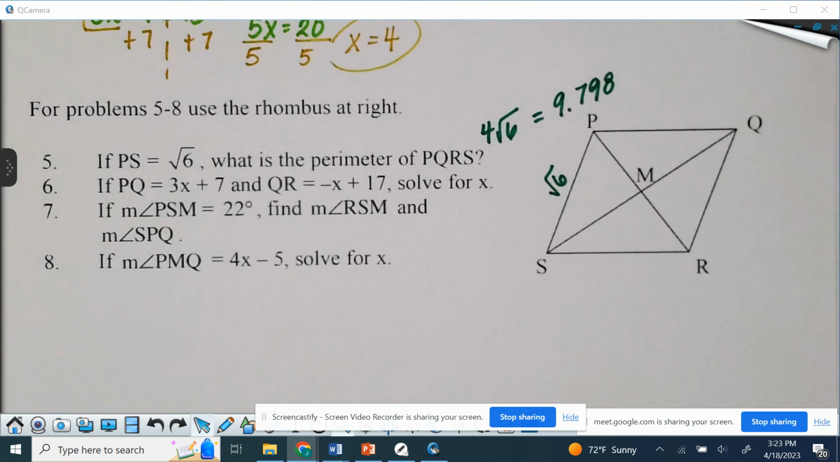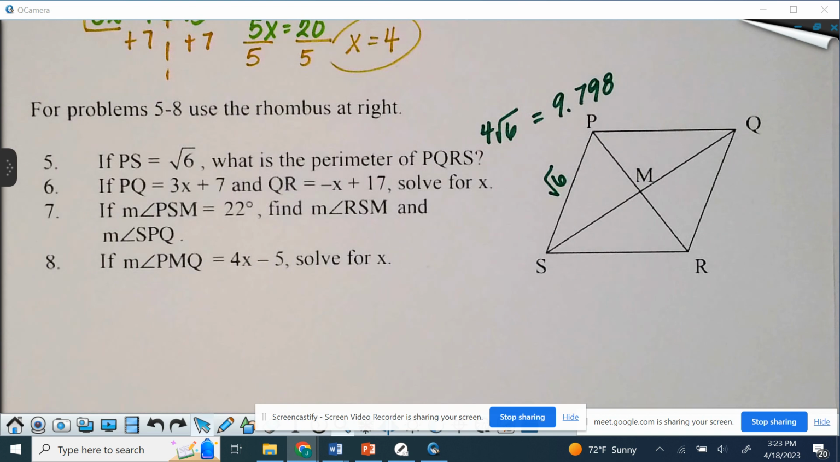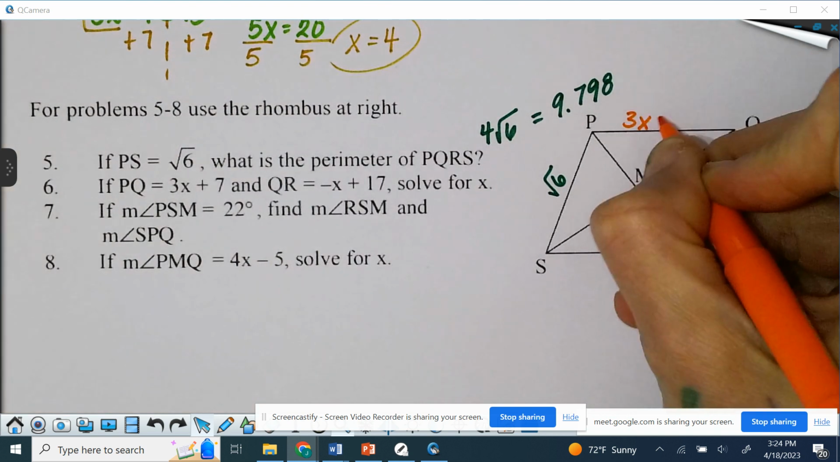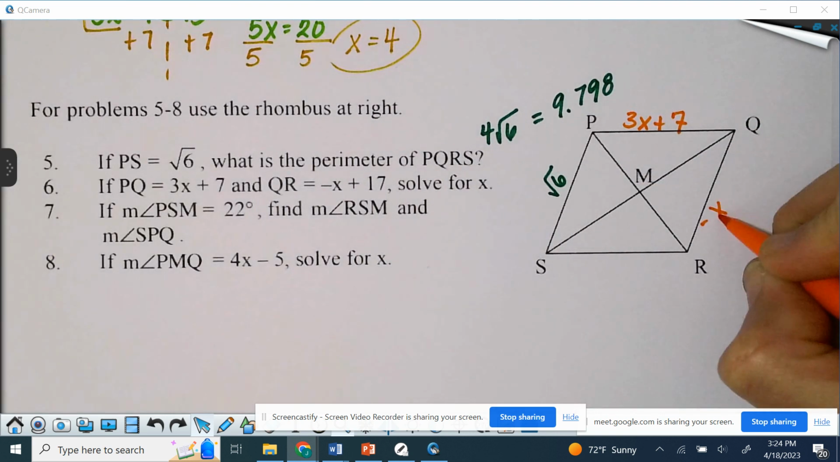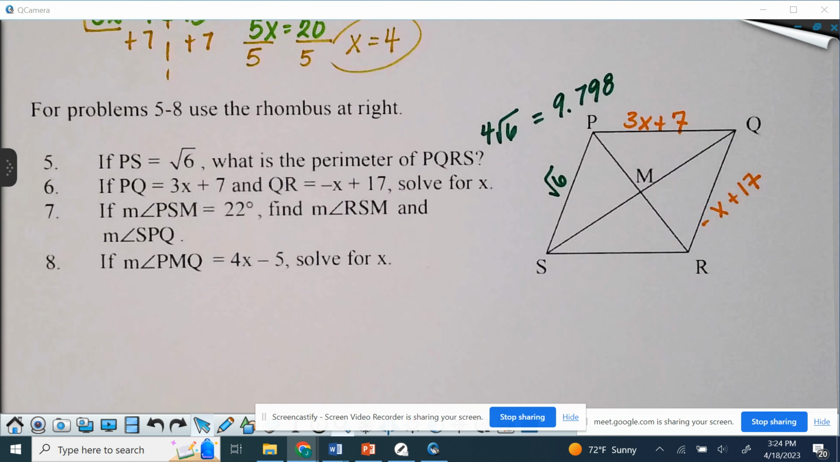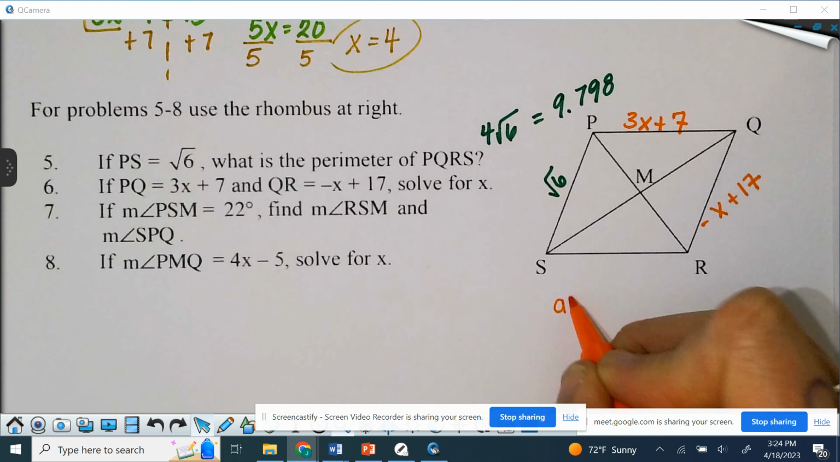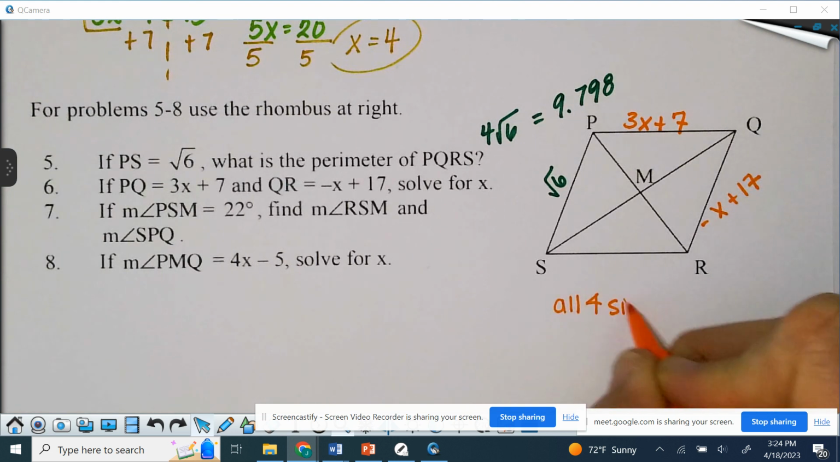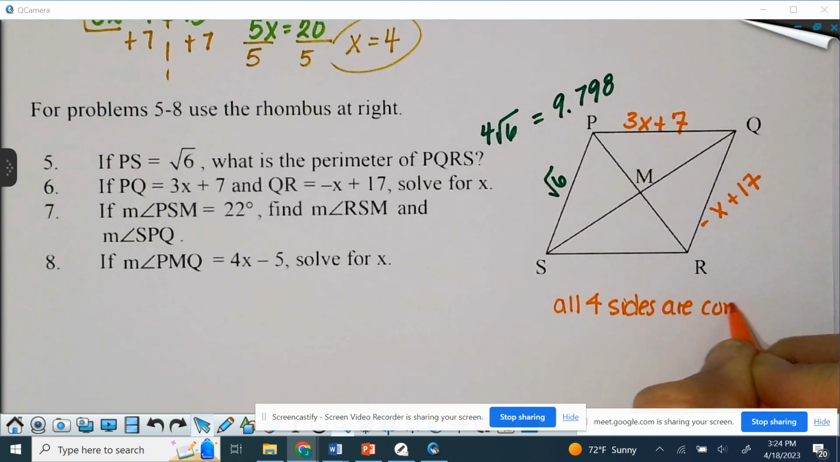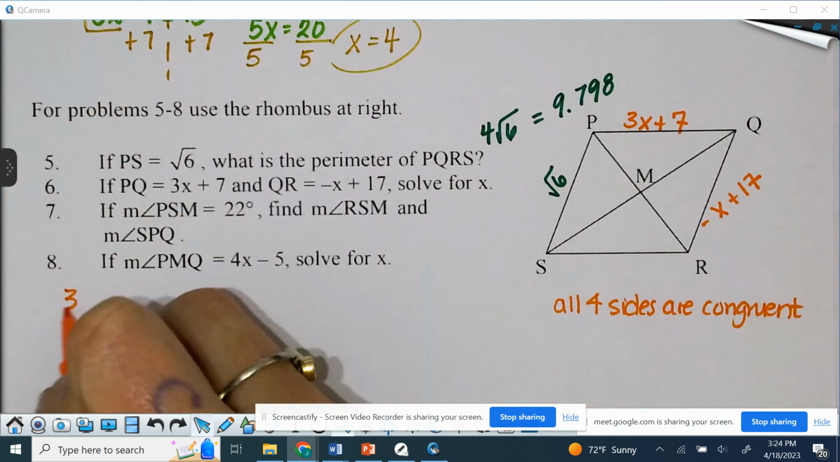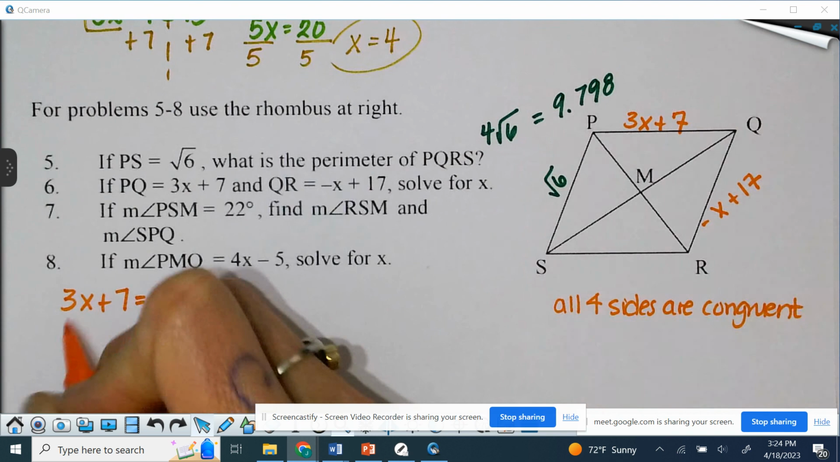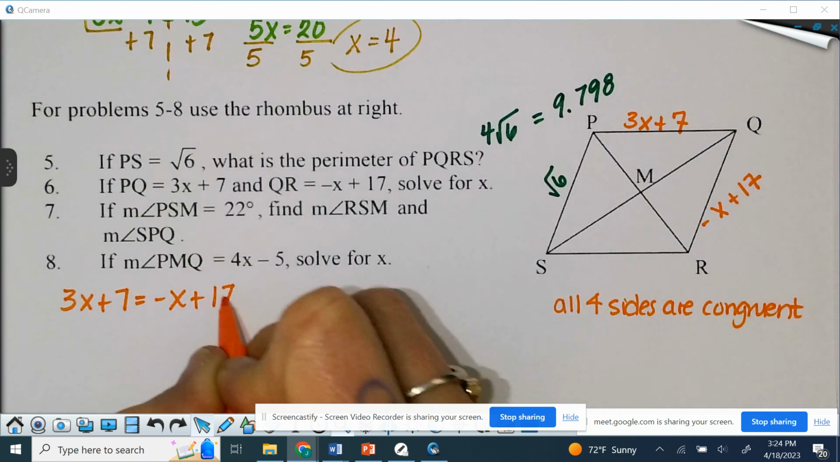All right, so number 6, if PQ is 3x plus 7, so P to Q is 3x plus 7, and QR is negative x plus 17, solve for x. So again, this is using the same rule you use for number 5, so all 4 sides are congruent. And congruent meaning they are the same. So we're going to take the 2 and set them equal to each other. So 3x plus 7 equals negative x plus 17.